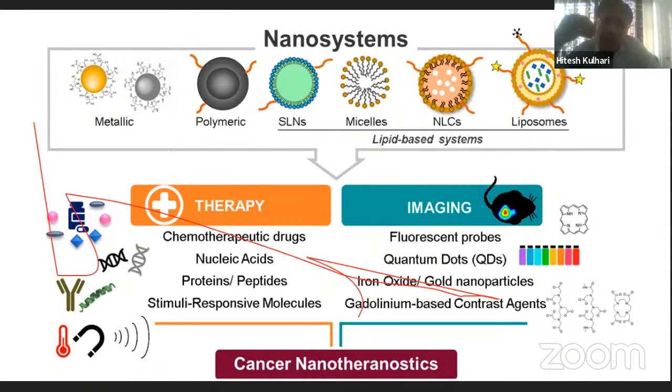Why are we unable to treat a cancer patient effectively? The answer is the toxicity and the hydrophobicity, two important drawbacks of the available anti-cancer drugs. If you look at anti-cancer drugs like paclitaxel and docetaxel, they are highly effective.